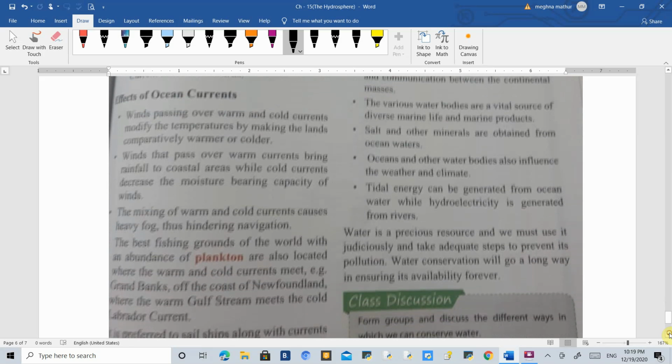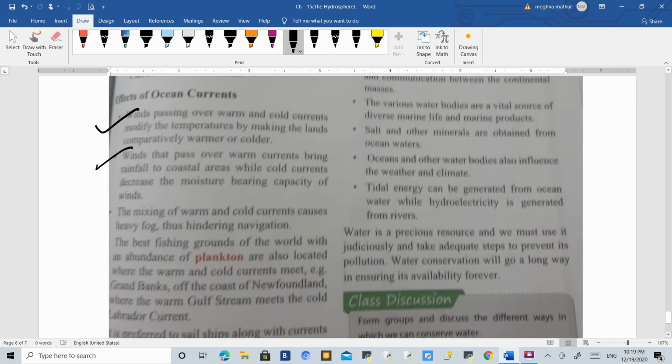Now, what are the effects of ocean currents? First is that the temperature of the nearby land will be changed according to the current. If there is a warm current flowing, then the nearby areas will be brought warm air, because when the air moves towards the warm current, it will bring the warm air towards the nearest land masses. And similarly, when a cold current is flowing, it will make the temperature of the nearby areas cold. So that is the first effect of ocean current.